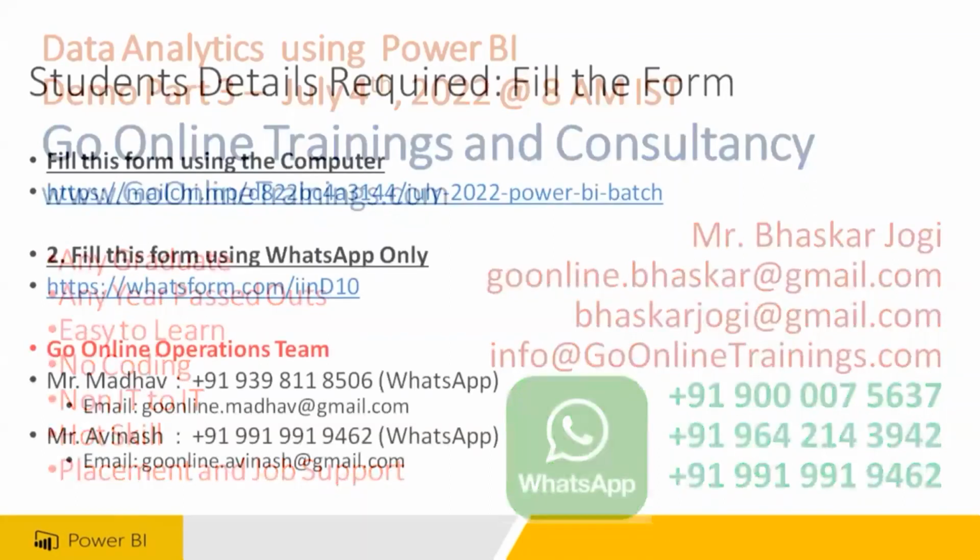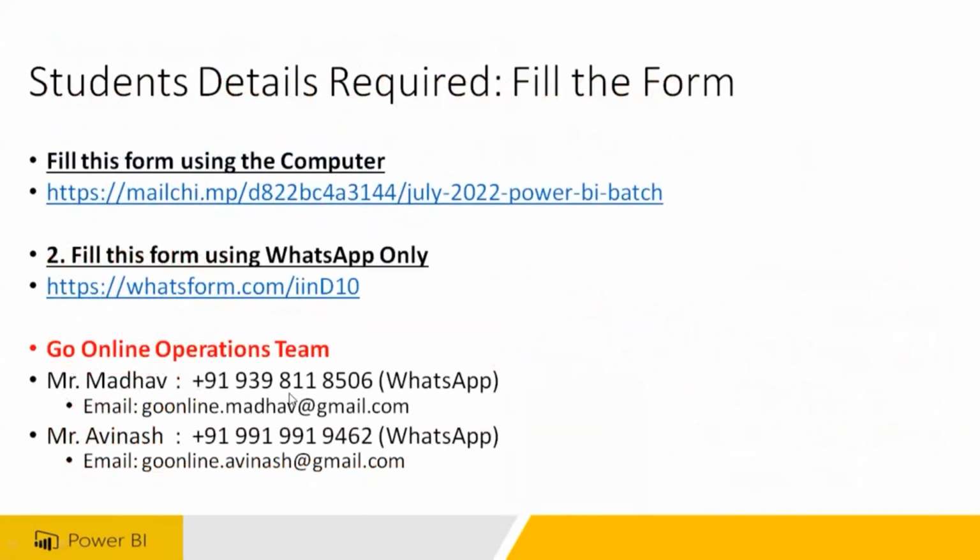So you need to have this number in your cell phone, 939 811 8506. It is Go Online operations, Mr. Madhav. He will be able to tell you how you can easily get into the IT industry, how you need to write a CV, how to upload the CV. He will be conducting a lot of other classes apart from these classes.